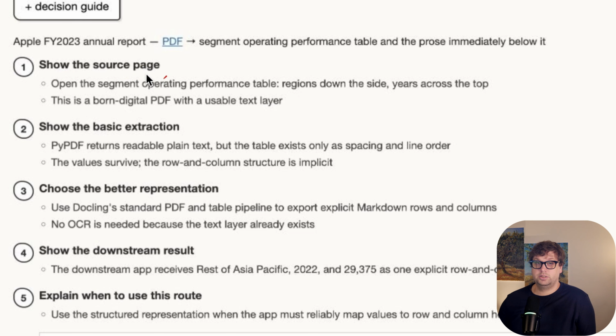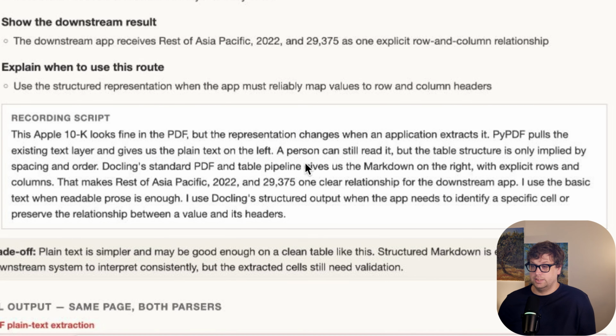So I start with just showing the source page. I show, look, here's a basic extraction, like how I'm just going to do plain text PDF extraction. Does it work? If it doesn't work, why? And what's a better option? Show the actual results. I need to actually show what broke and show what fixed. And then I can explain why I chose this route, when to use it. And so I say, it pulls a text layer and gives text on the left. It's readable, but Docling gives us the table in Markdown.